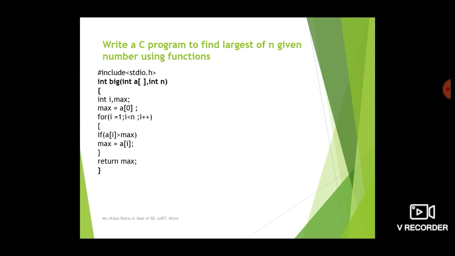So let's declare two variables, int i comma max. Max indicates the largest element at present. So i is the variable used for the for loop. Max is equal to a of 0. So initially let us take that the first element of the array itself is the largest element.